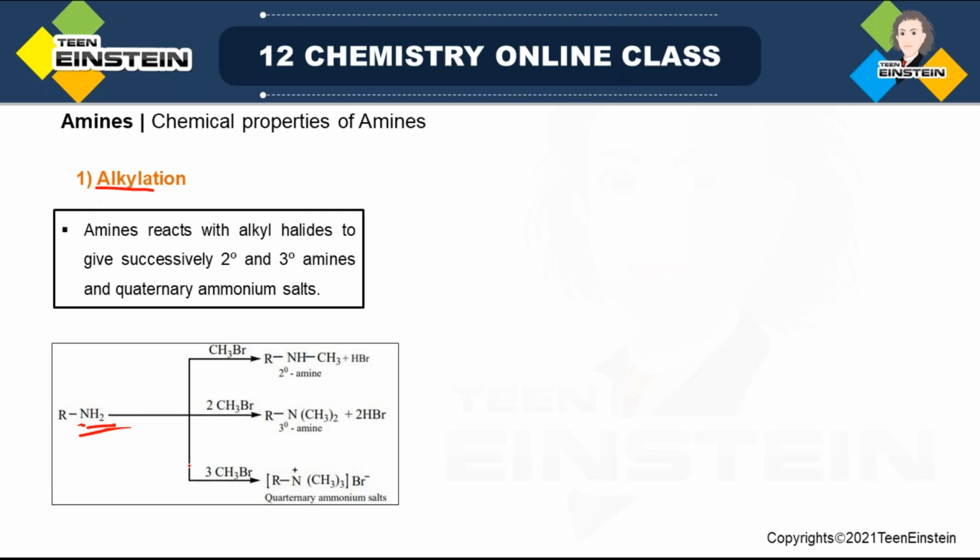So if it is primary amine, for example, the amine that you are seeing here, this is primary amine because with nitrogen we have two hydrogen. And we are using alkyl halide. Which alkyl halide have we taken? Methyl bromide. So the hydrogen of the NH2 group is replaced by a methyl group, and now we have a methyl substituted amine, and this is a 2-degree amine because only one hydrogen is attached to nitrogen.